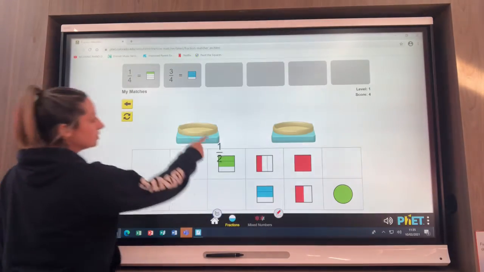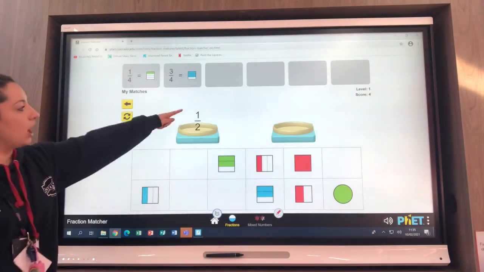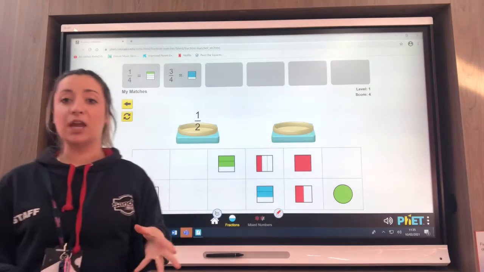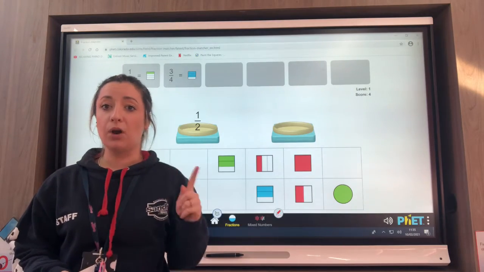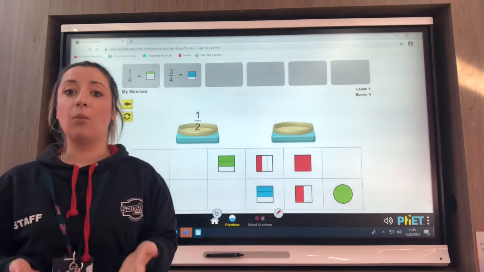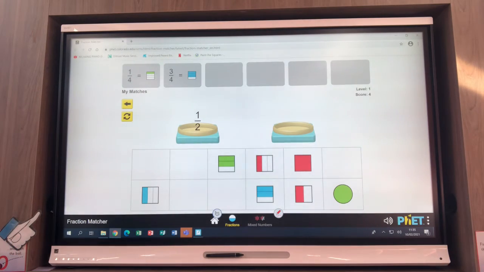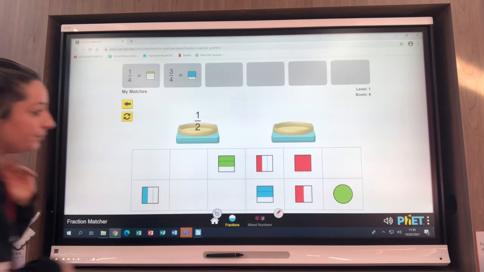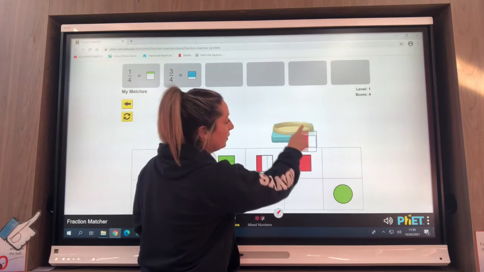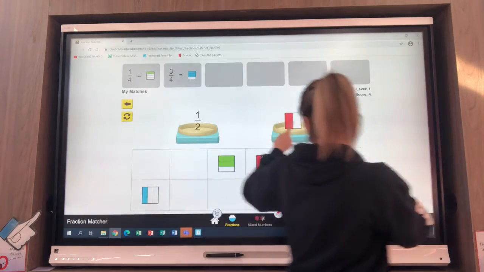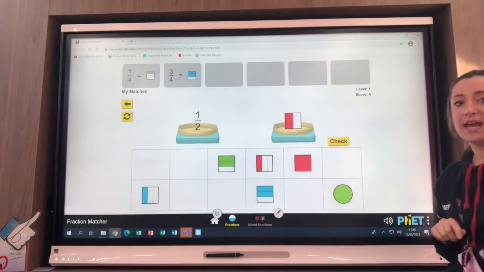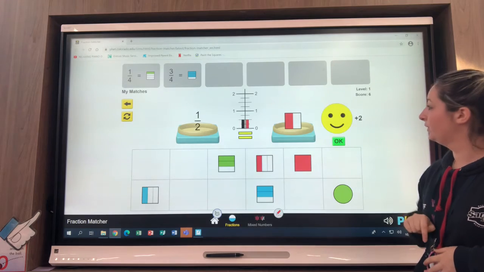Okay, let's go for another one. So I've got 1 at the top and 2 at the bottom. So I'm looking for a shape which has 2 parts, but only one of them is shaded. And we call that 1/2, don't we? So I need to have a look for a shape which only half of it is shaded. Can you spot it before I do? Okay, so well done if you got that one at home. So we've got 2 parts with one of them shaded, and that is 1/2.